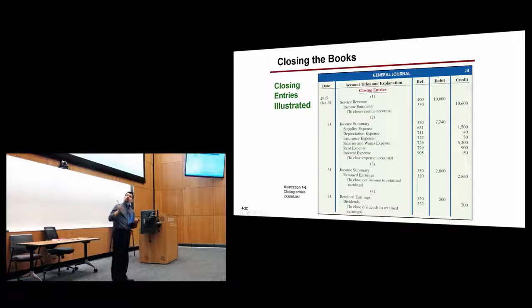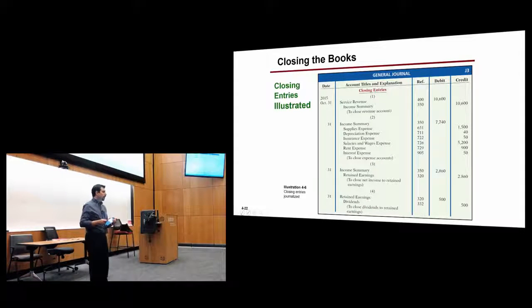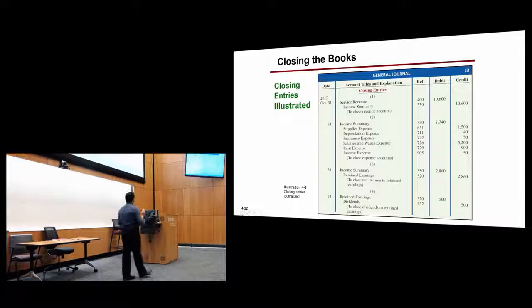Those are the 4 closing entries that the companies will have to make at the end of every year. Okay? You have 4 of them. That's not too hard. You close revenues to income summary. You close expenses to income summary. And then the number in income summary, you close it to retained earnings, and you close dividends to retained earnings.